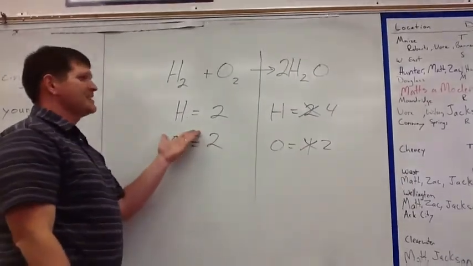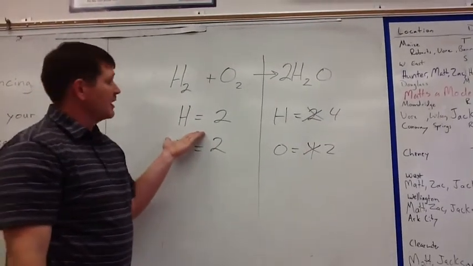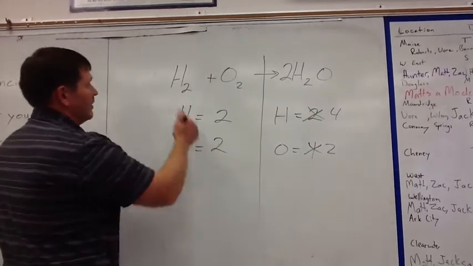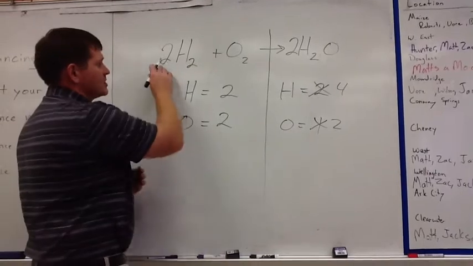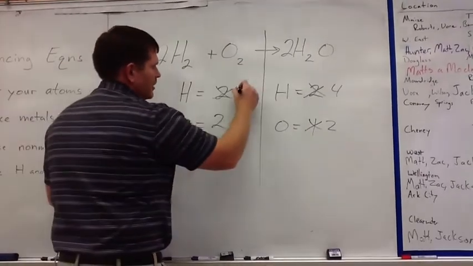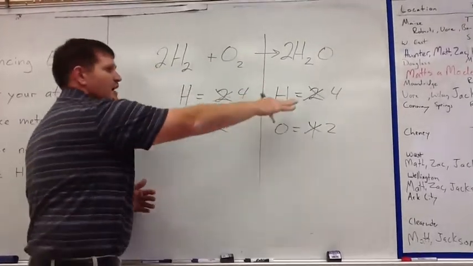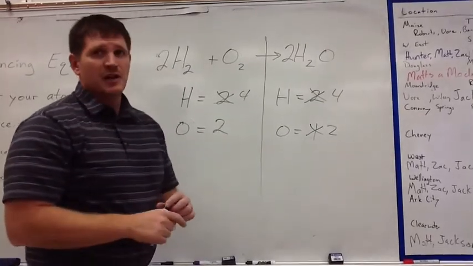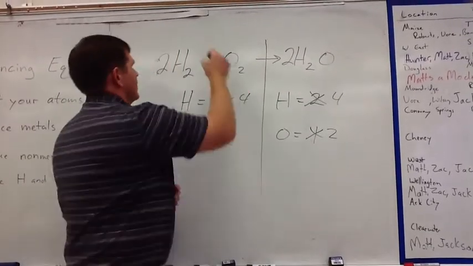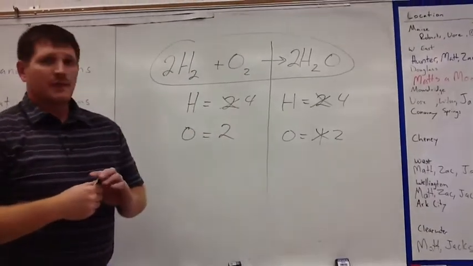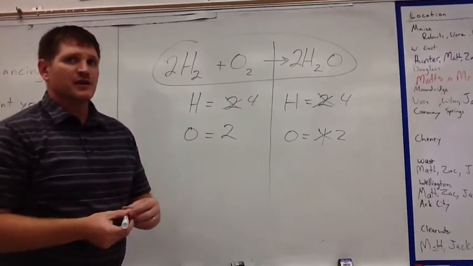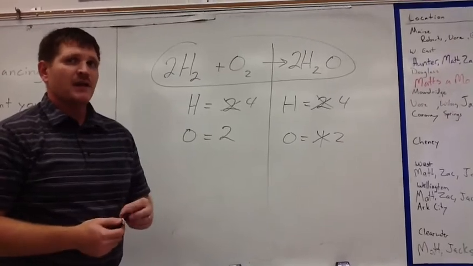Now I've got to go back to the other side. When I go back to the other side, I can put a 2 in front of the H2, so 2 times 2, that gives me 4. So you'll see I have 4 on the H's, 2 on the O's, and we are balanced. This is the proper equation for the creation of water. 2H2 plus O2 yields 2H2O. Let's do another one now.